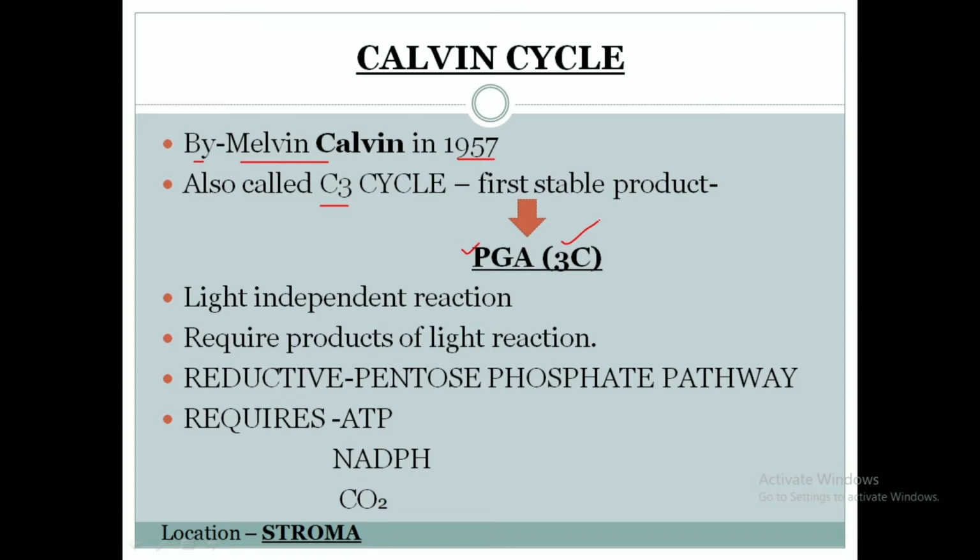This Calvin cycle or the dark reaction is a light independent reaction, but it requires the products of the light reaction, which we have talked about in the previous part, and the products were ATP and NADPH2. And in addition to these two, the cycle also requires carbon dioxide. The location of the Calvin cycle is the stroma, the matrix part of the chloroplast, about which we have already discussed.